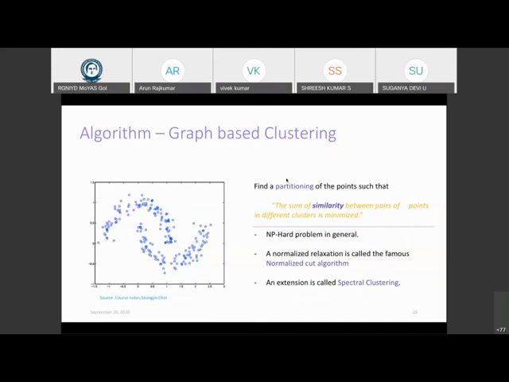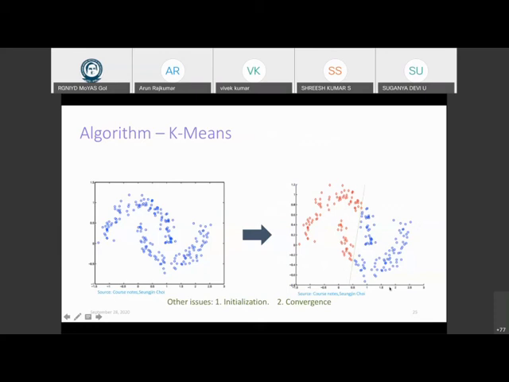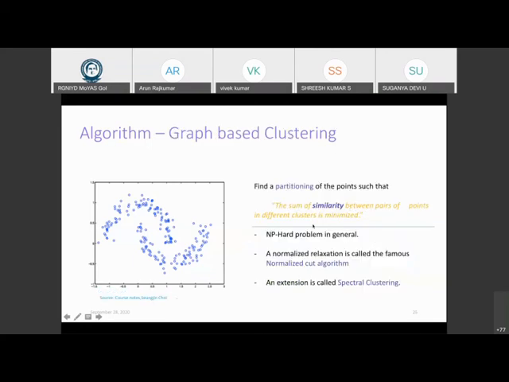What it does is, without going into too much detail, you think of these points as nodes of a graph, for people who know graphs with nodes and edges. Maybe let me put it this way: you want to divide this into 2 partitions, let's say, such that the sum of what we call the similarity between pairs of points in different clusters is minimized, right? So what do I mean by that? Let's say this is how I look at the partitions, right? Now I want the sum of similarity between pairs of points in different clusters to be minimized.